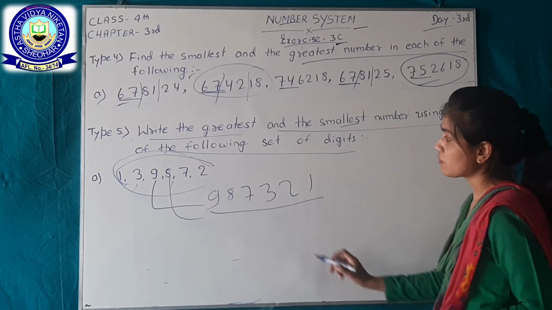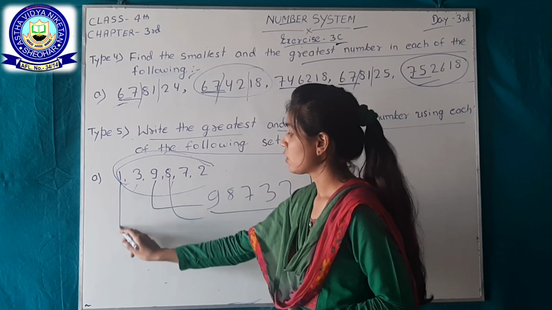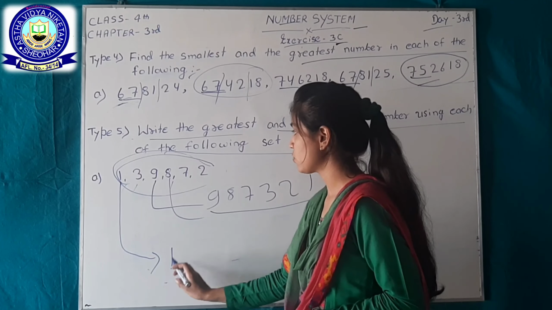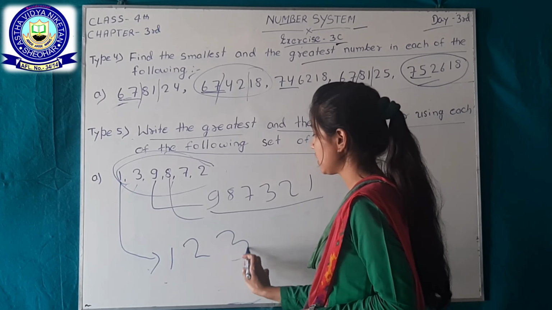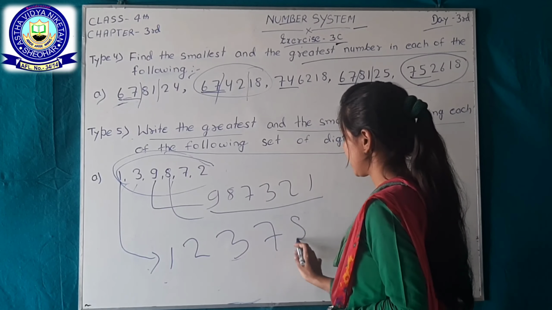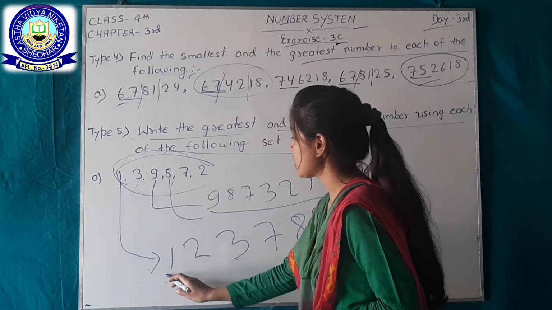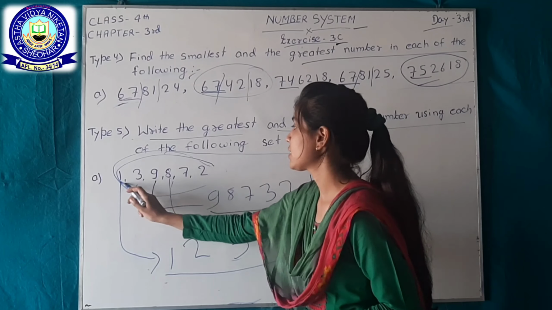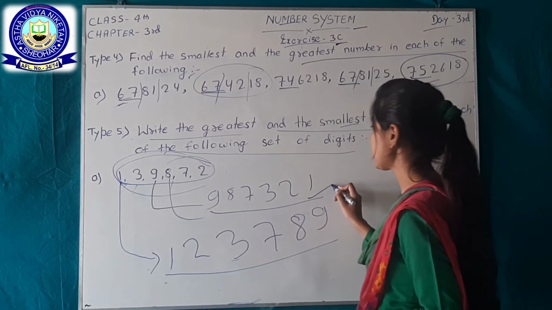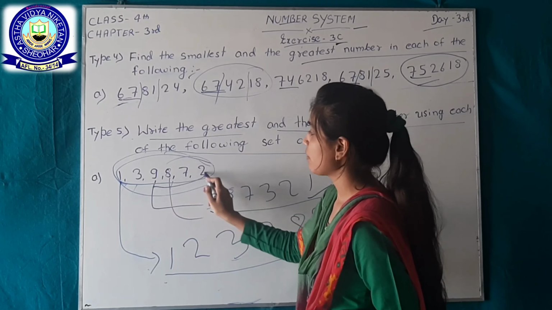And you have to also form the smallest number. You have to start with the smallest digit. Here is 1, 2, 3, 7, 8 and 9. This is the smallest number that is formed by these digits, and this is the largest number that is formed with the help of these digits.